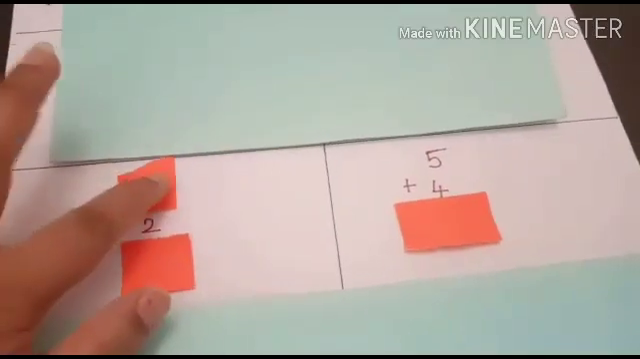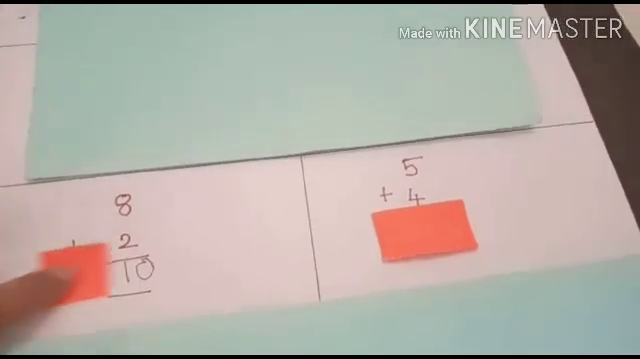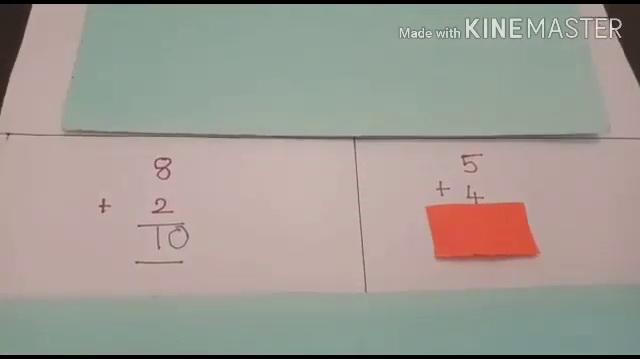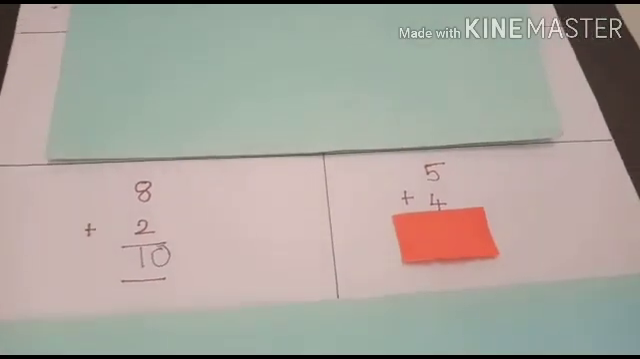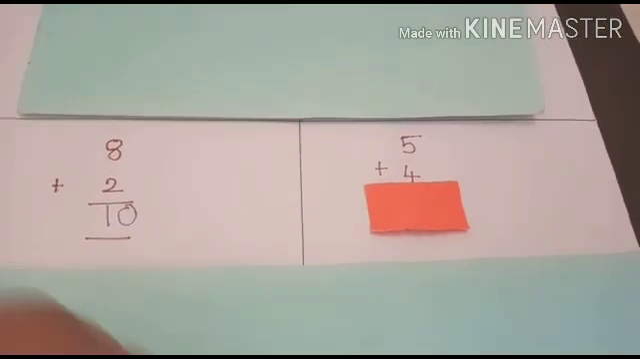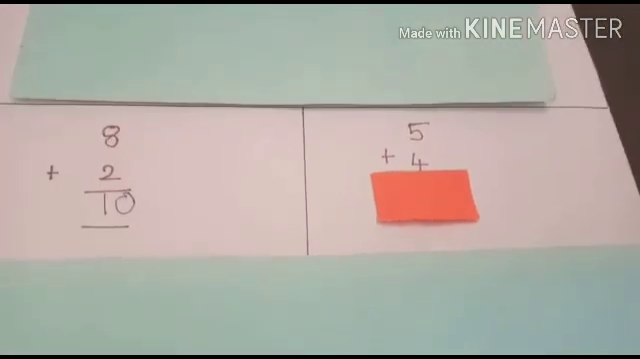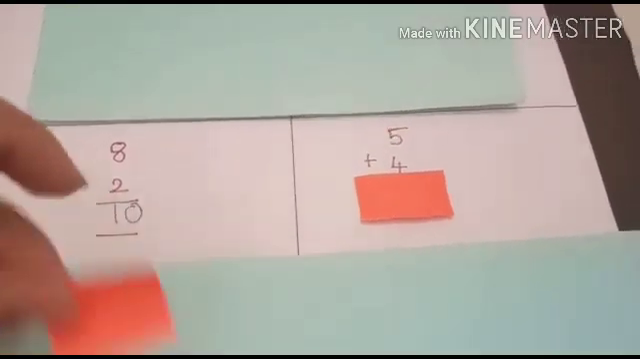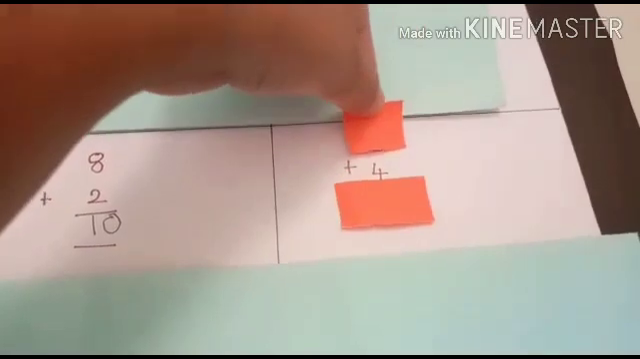So, let us check the answer. Answer is 10. Very good. Now, let us see the next example. Next is 5 plus 4. So, again, what will we do, children? We will hide the bigger number, and 5 in my mind and 4 in my fingers.